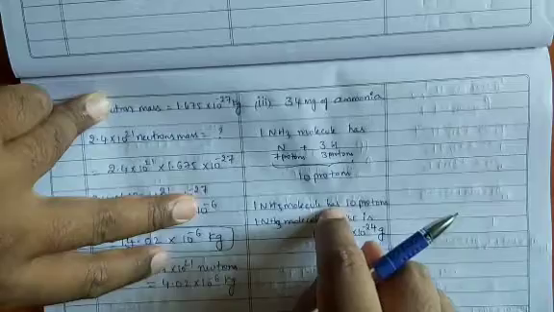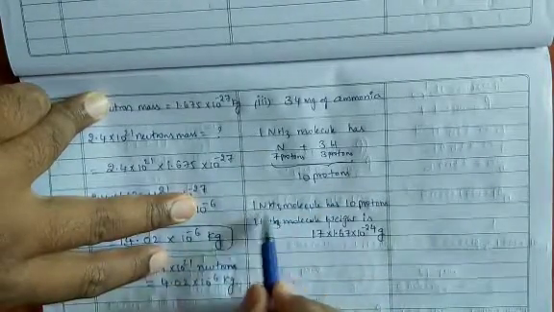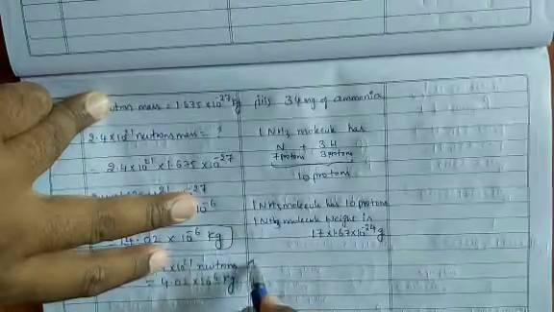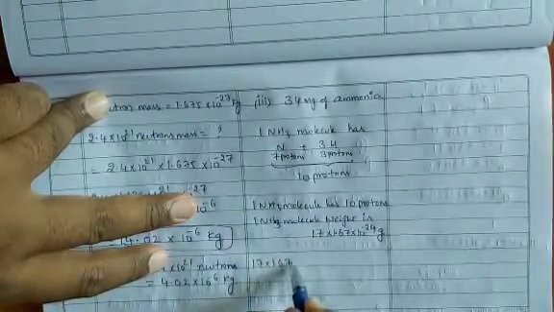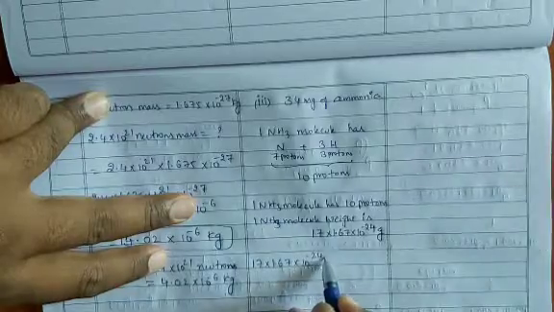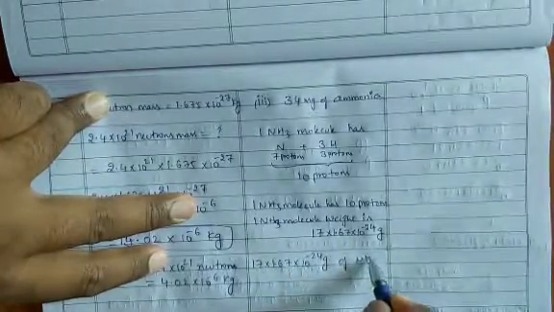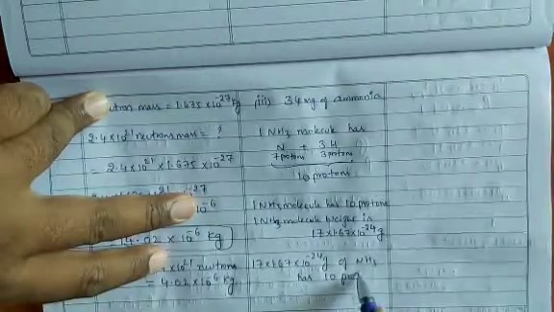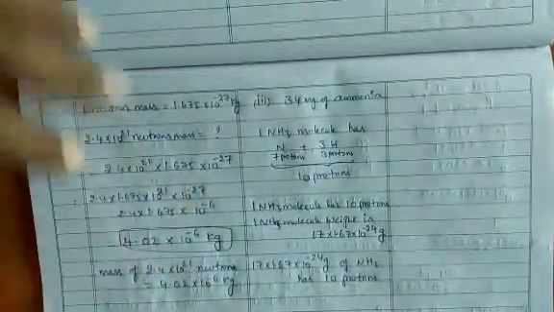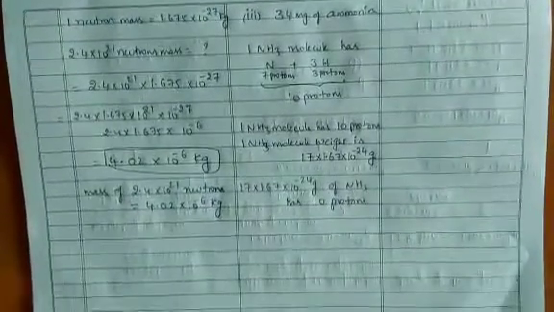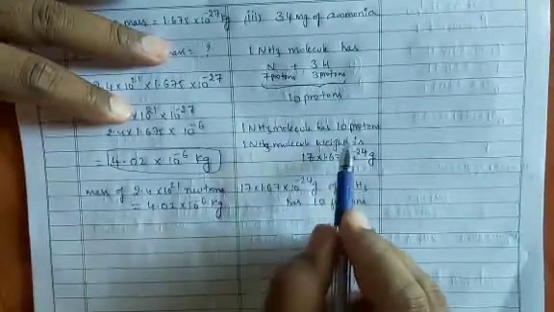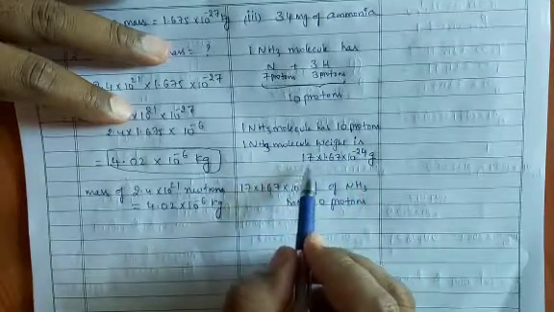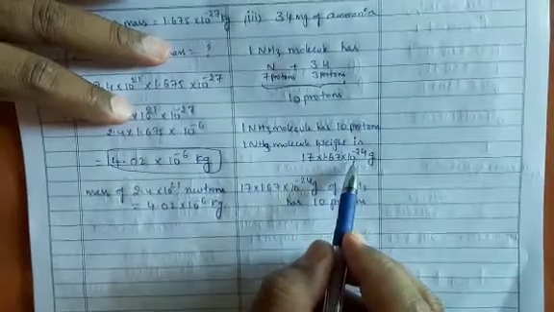One ammonia molecule has 10 protons. See, both are present in one ammonia molecule only. Correct? Then 17 into 1.67 into 10 power minus 24 grams of ammonia has 10 protons. I think you understood this line. One ammonia molecule has 10 protons. One ammonia molecule weight is 17 into 1.67 into 10 power minus 24 grams.